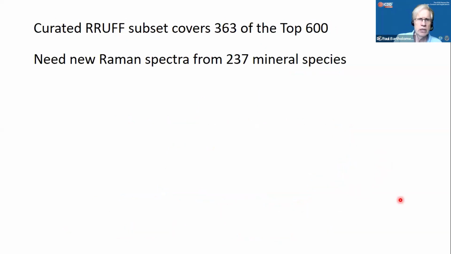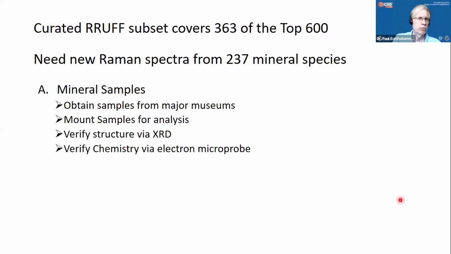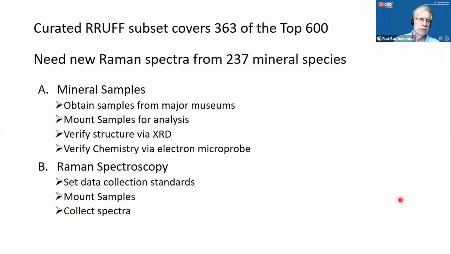All right, so this curation process resulted in RRUFF spectra covering 363 of the top 600, leaving me needing to cover the other 237. So I needed to collect Raman spectra for these. Pretty straightforward process. You get samples, mostly from major museums, mount them for analysis, and then do the phase verification by XRD, chemistry by electron microprobe, and then do your Raman microscopy, set data collection standards, collect spectra.